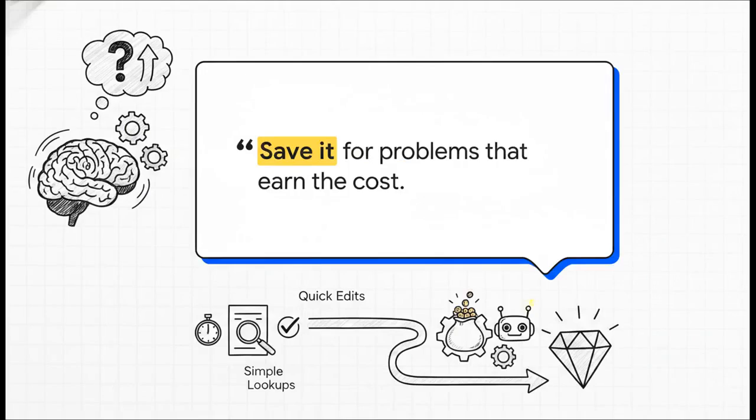Save it for problems that actually earn the cost. Because UltraThink uses so many tokens, the trade-off is very, very real. You'll definitely want to skip this command entirely for quick edits, simple lookups, or just casual chatting. Only deploy this heavy hitter when the complexity of the problem actually justifies the heavy token spend.